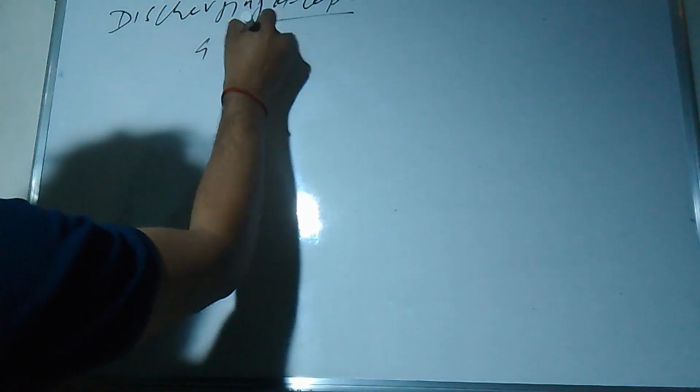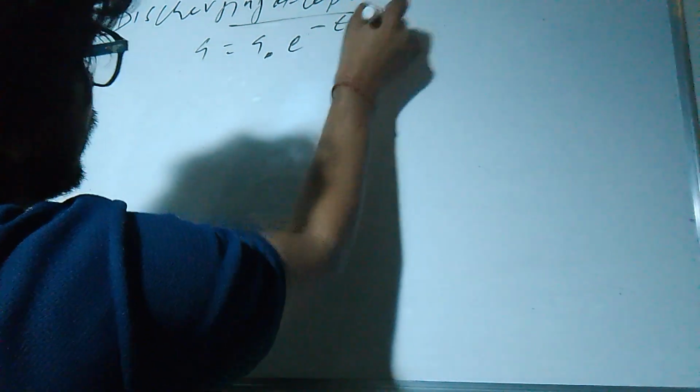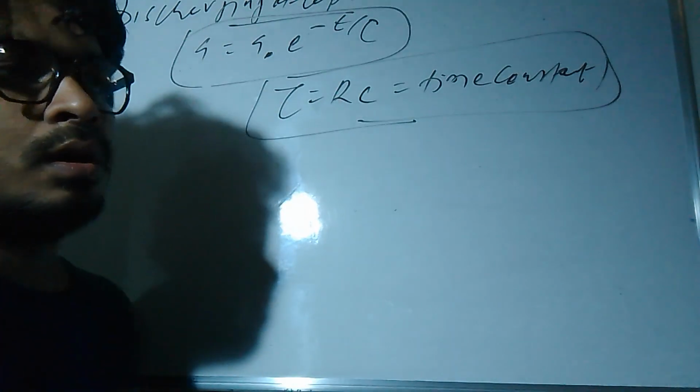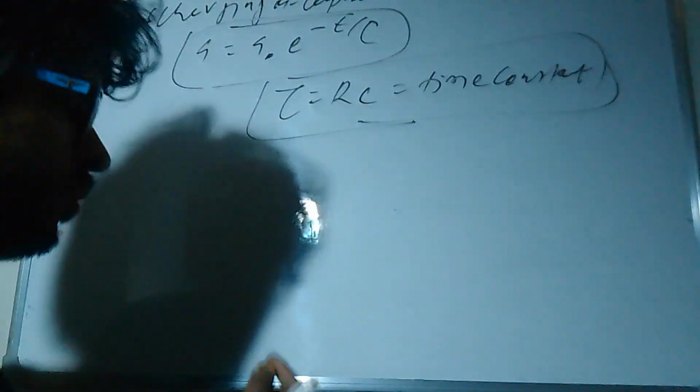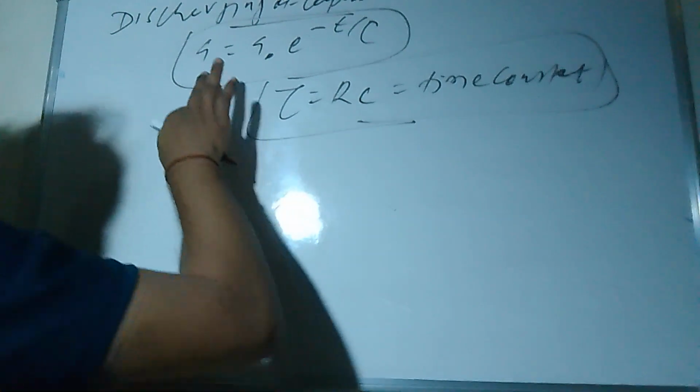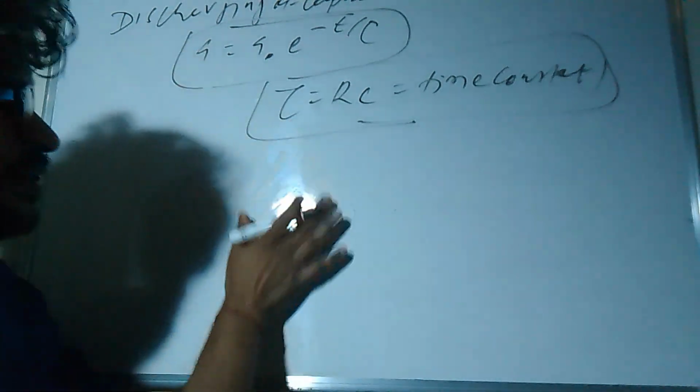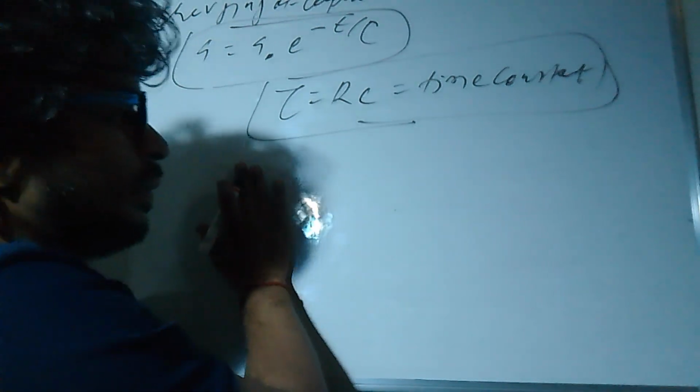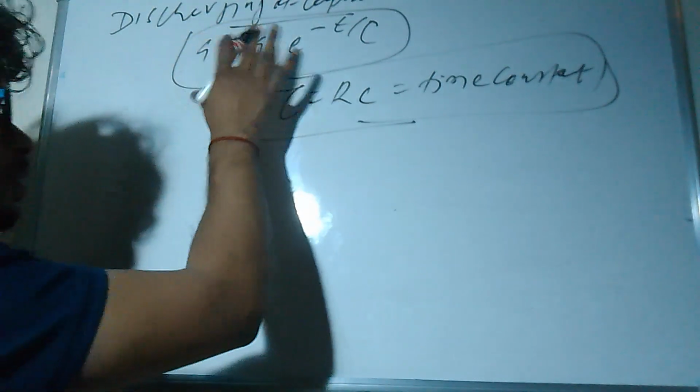For discharging of the capacitor, Q equals Q naught e to the power minus t by tau. By using this relation you can describe the discharging of the capacitor. Here tau equals R into C, known as the time constant. If you differentiate this, you will get the same relation, so there is no need to differentiate right now.